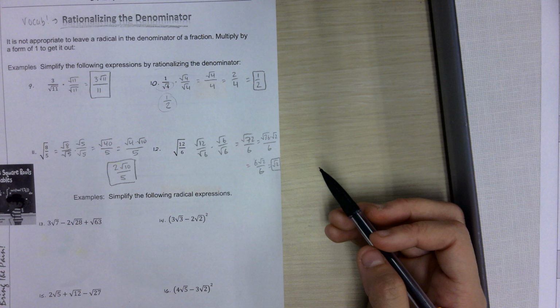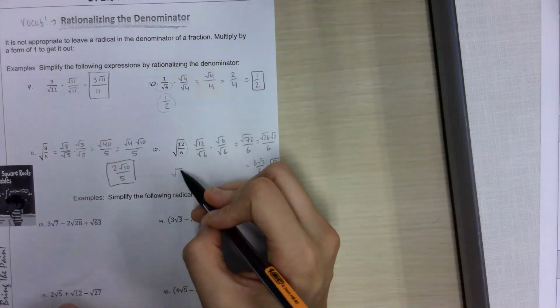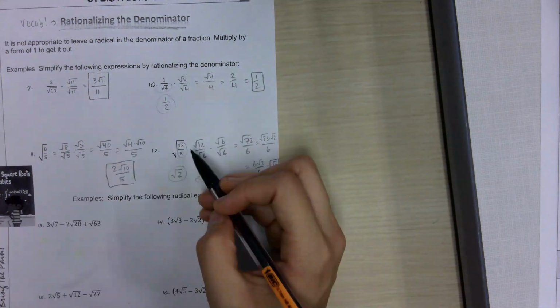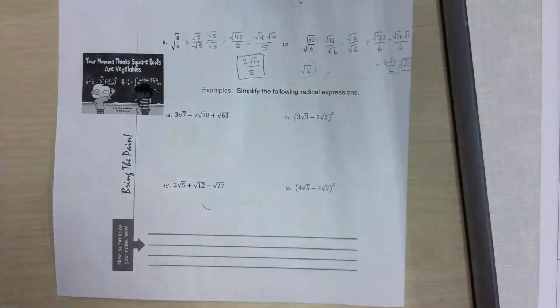Here was a trick. You actually could have simplified this right off the bat, right? So 12 divided by 6 is 2. We would have had a root 2, same thing. So this is why we always try to simplify from the get-go. We wouldn't have had to go through all of this. All right, a few more examples and then you are on your own.